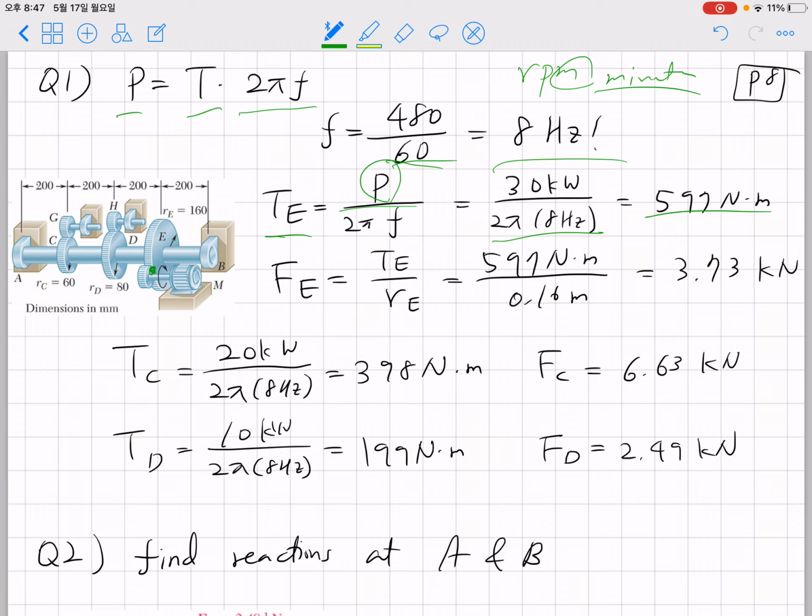Once you obtain the torque, you divide the torque by the radius, which is 160 millimeter, and it becomes 3.73 kilonewton, which is in the vertical direction.